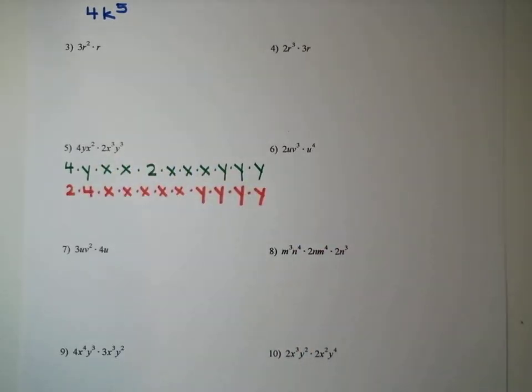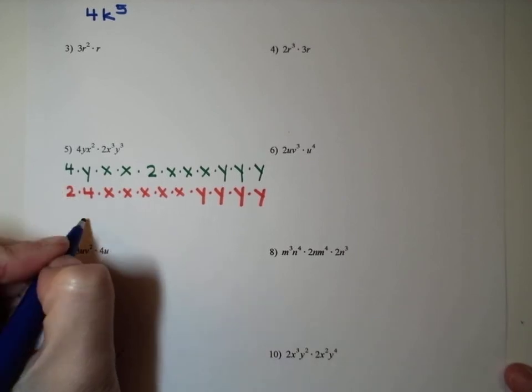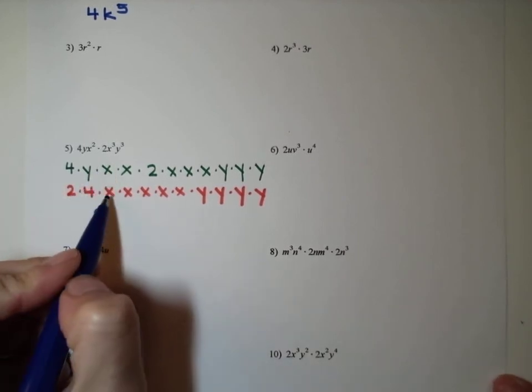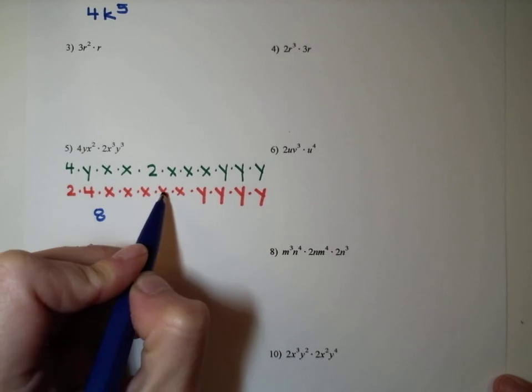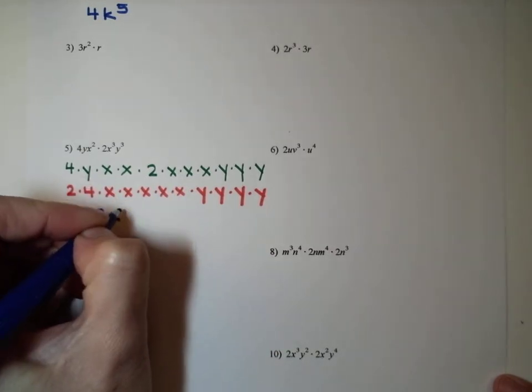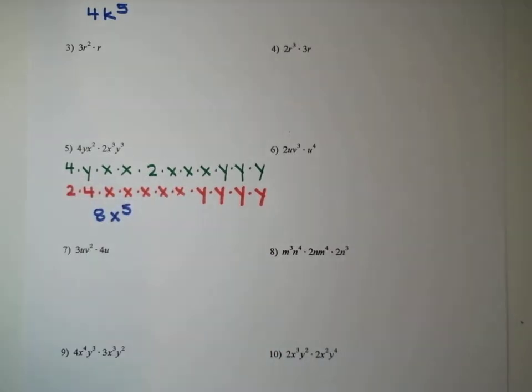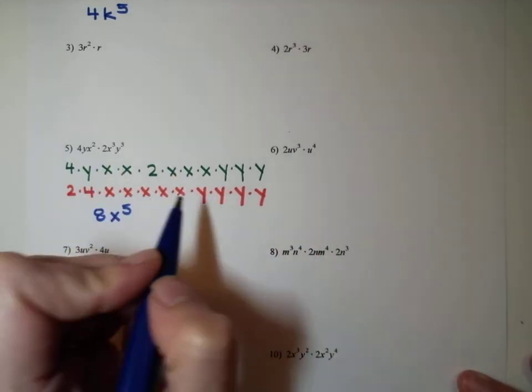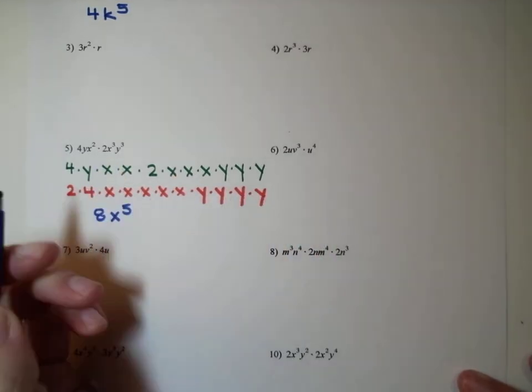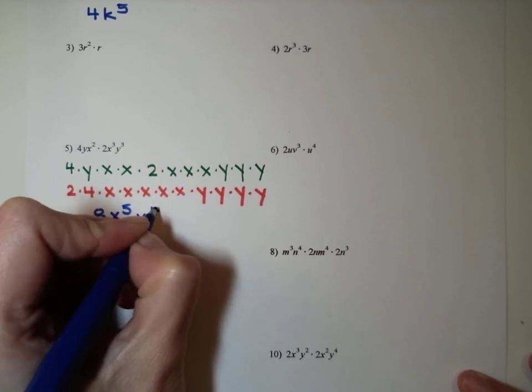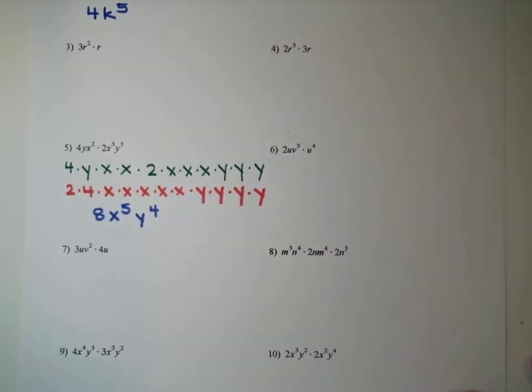And then our last step is to multiply it all together. So 2 times 4 is 8. X times x times x times x times x. That's x being multiplied 5 times, which is x to the 5th power. And then 1, 2, 3, 4 y's, which is y to the 4th power. Okay, you now know how to multiply exponential expressions. Go ahead and complete your assignment.